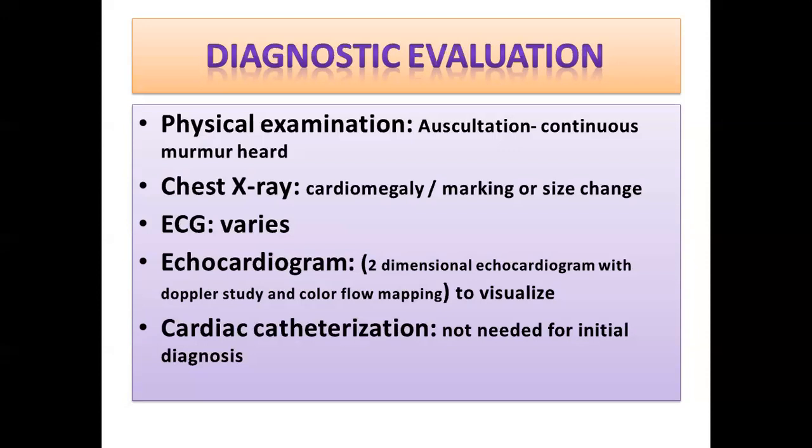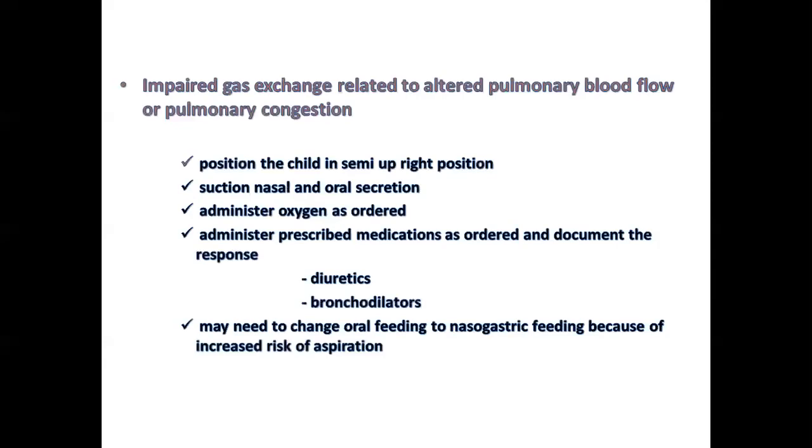Moving on to the nursing care plan for congenital cardiac defects or disease. Here I am going to divide it into nursing diagnosis and intervention. The first diagnosis is impaired gas exchange related to altered pulmonary blood flow or pulmonary congestion.